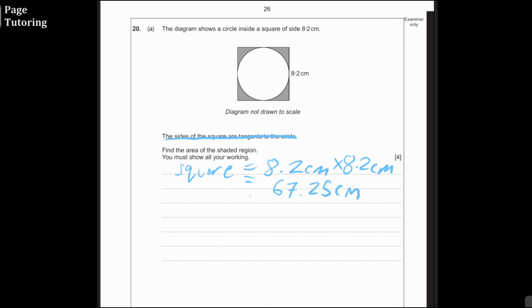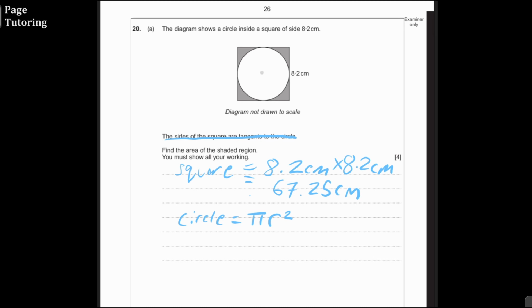But then that square is filled with a circle. And we know for a circle that its area is pi r squared. Well, what would r be in this case? So r is the radius.